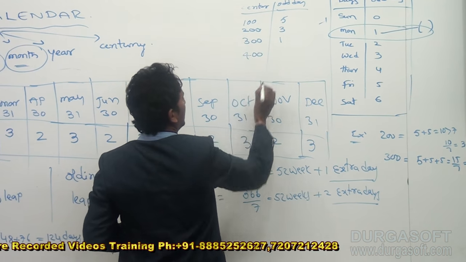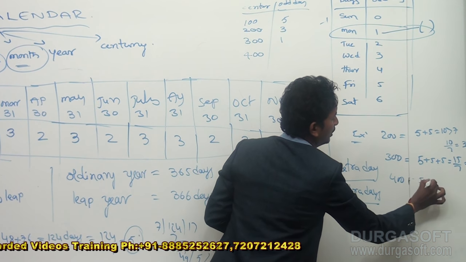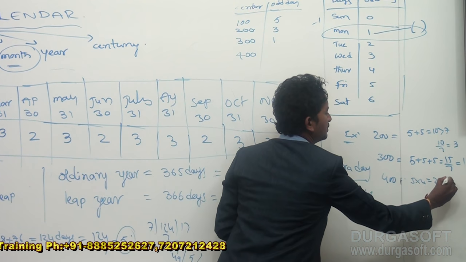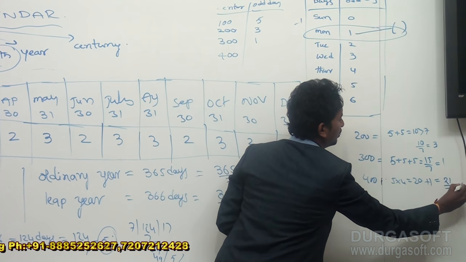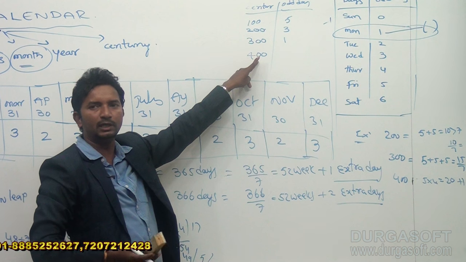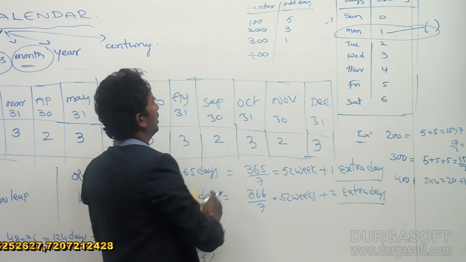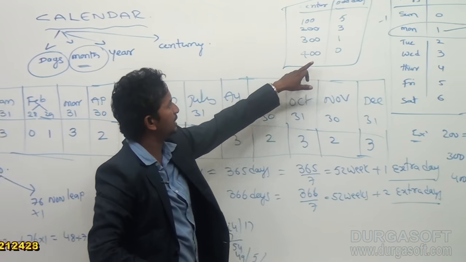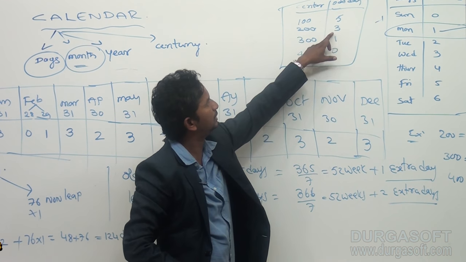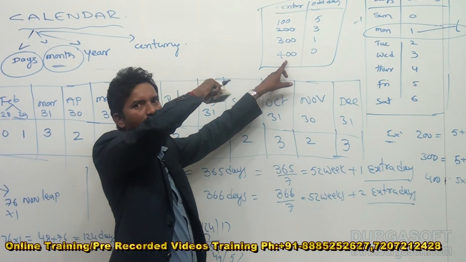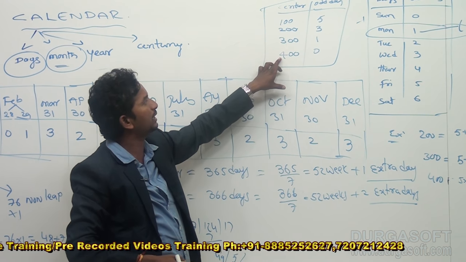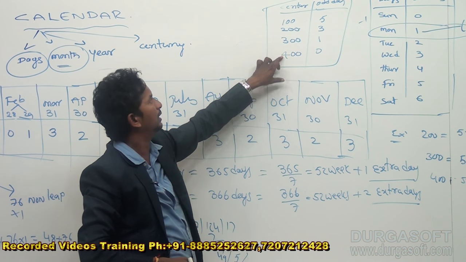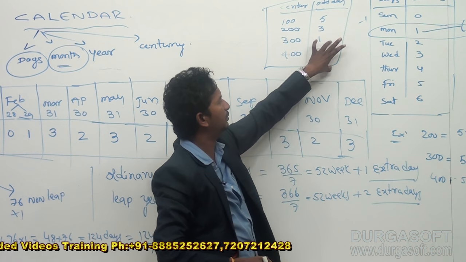Now 400: 5 into 4 is 20. This is the leap year of the century, so plus 1 will be added. So 21 divided by 7 gives remainder 0. Why am I adding plus 1? Because this is the leap year, and a leap year has 1 extra day. Now this is 0. In the century table, 400 is 0, 500 is 5, 600 is 3, then 700 and 800, and so on. Like this, it repeats. Now 1600 is zero. Why is 400 zero? Every leap century year is zero, because 1600 is zero. This is the first table, this is the second table, this is the third table.